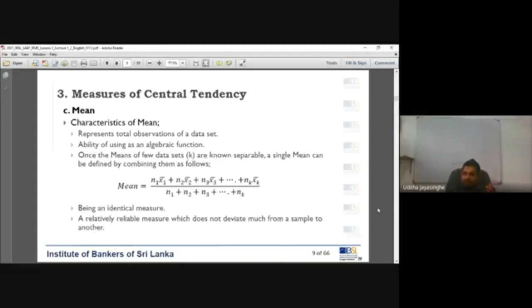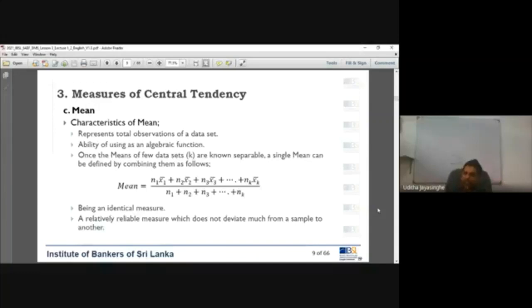How do we calculate mean? We took everything, the numerical value of every item in our data set. We used every item and then we derived the mean. Because of that, the first point stresses it represents the total observations of a data set. We had to use the numerical values of all numbers to calculate the mean.